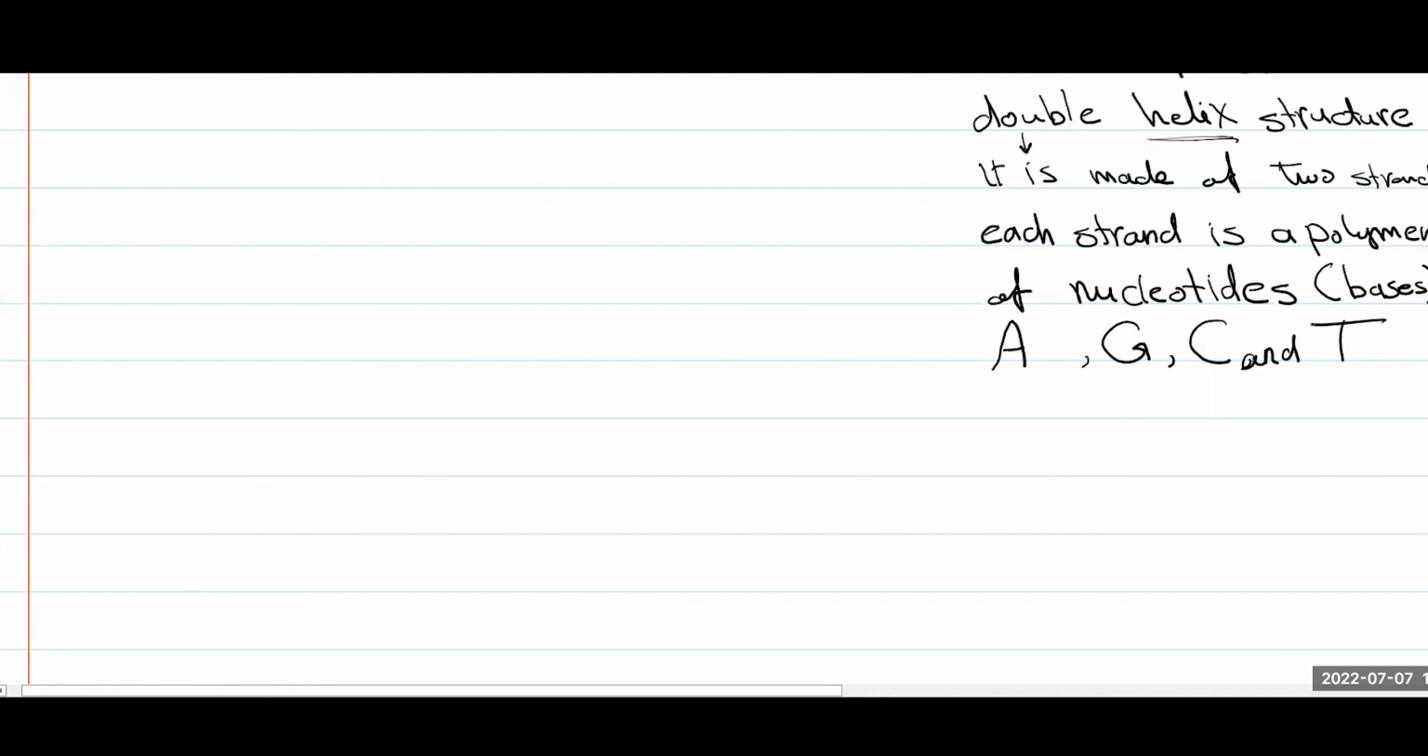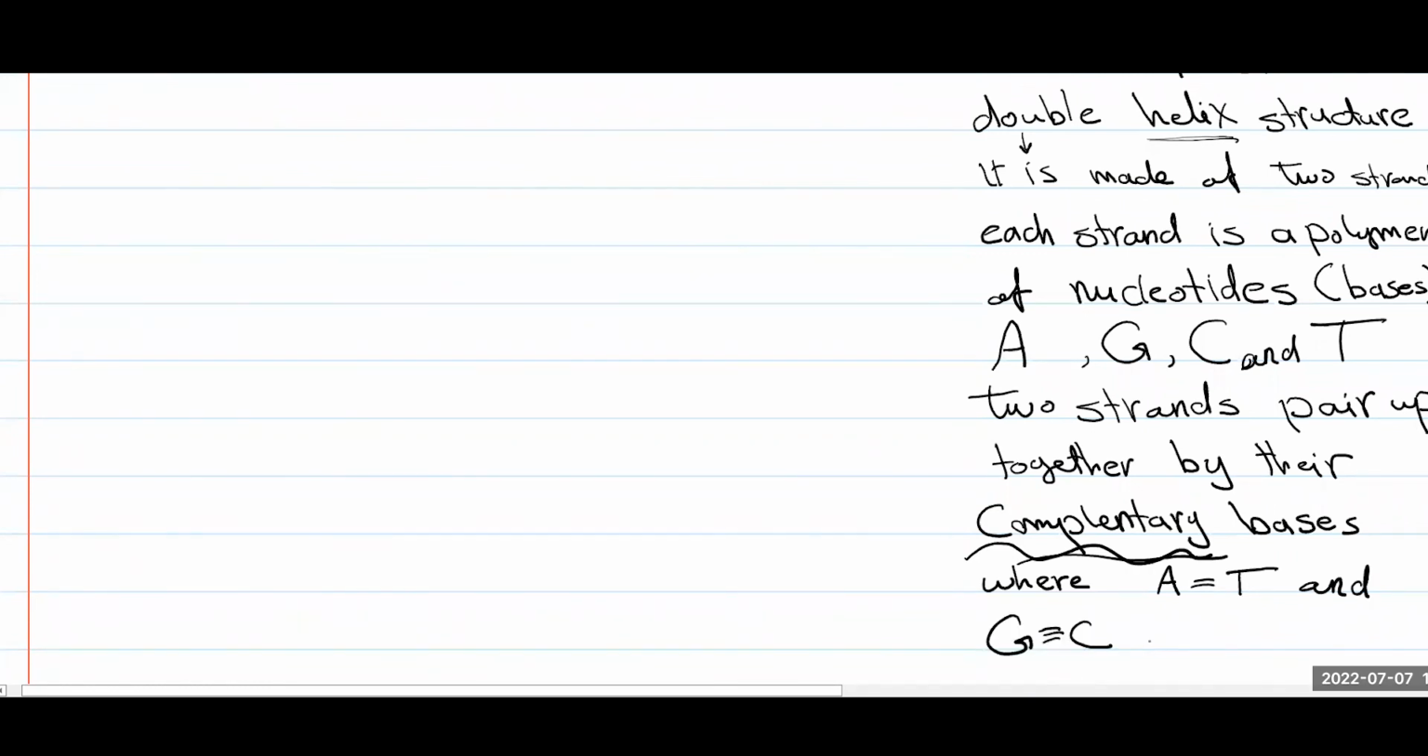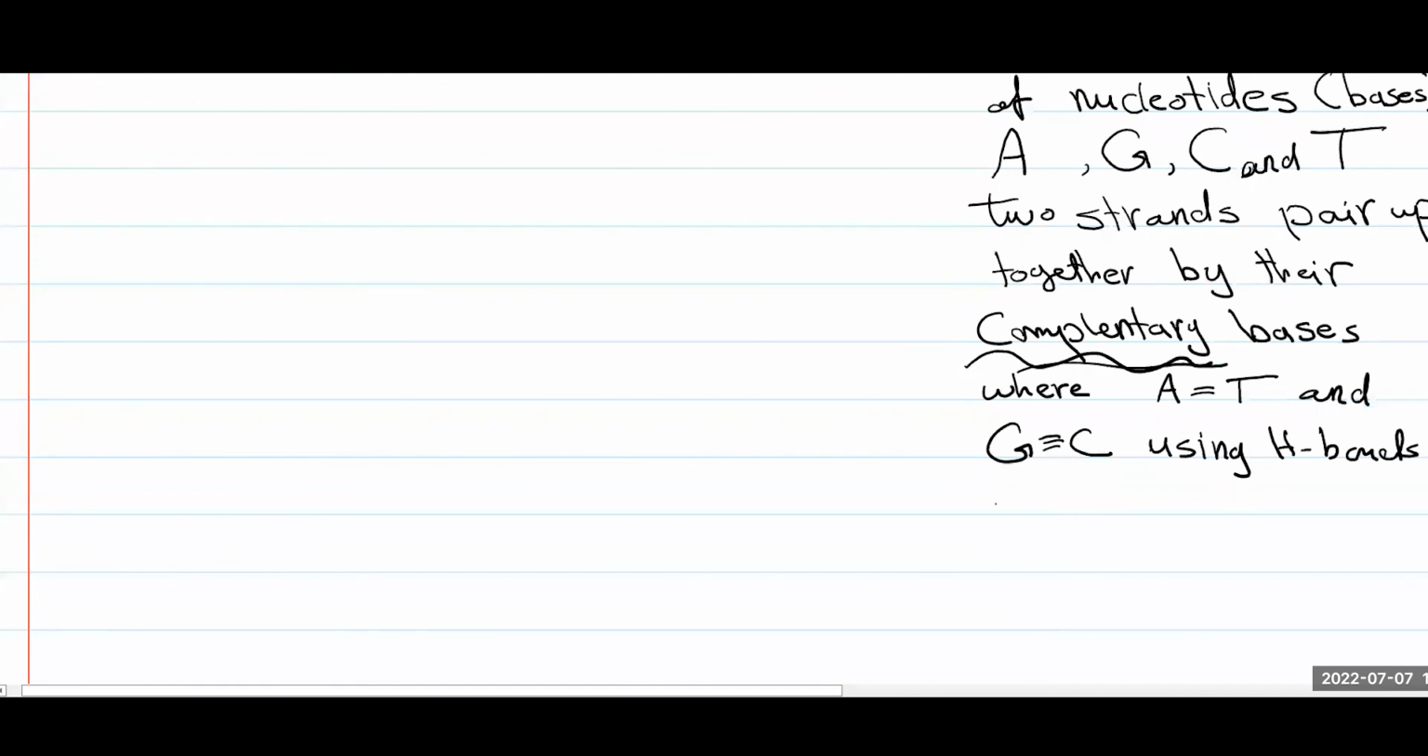Fine. So I explained it's 2 strands. Each strand is a polymer of nucleotides, right? The 2 strands pair up together by their complementary bases. And this is a key word. You have to use this word, complementary bases, where A pairs with T and G pairs with C using hydrogen bonds. No need to know what hydrogen bonds are, or if you don't want even to mention it, it's fine. To form a helix structure.